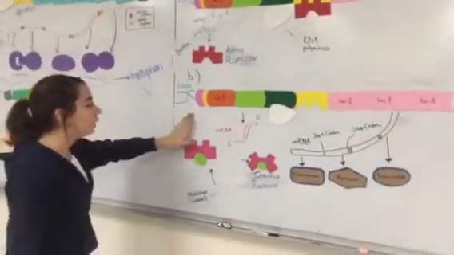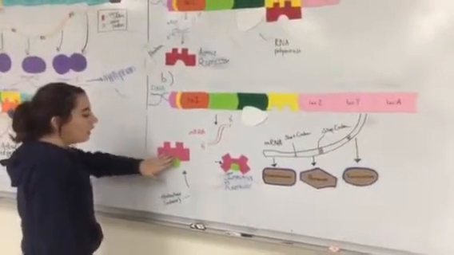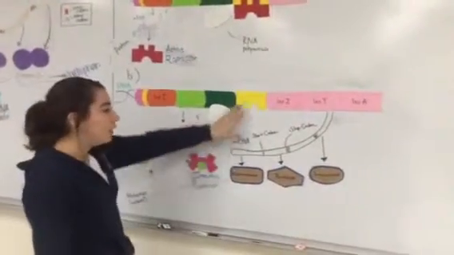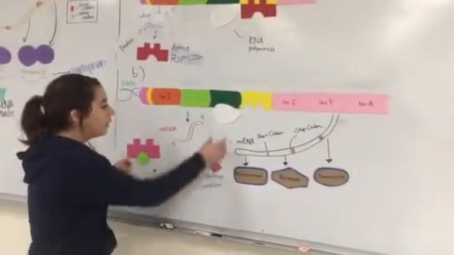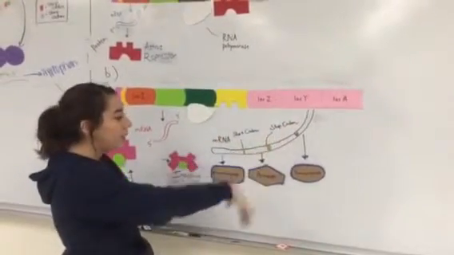But in the second scenario, we do have lactose present, and allolactose attaches to the repressor, making it inactive and unable to attach to the operator. So the RNA polymerase will be able to go down the chain and express the different genes.